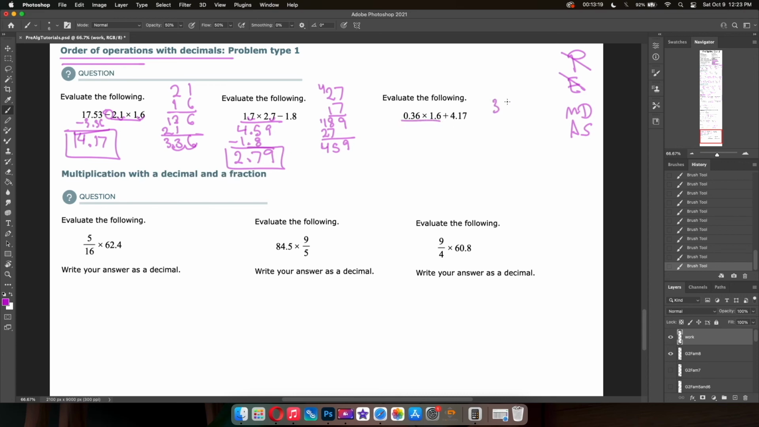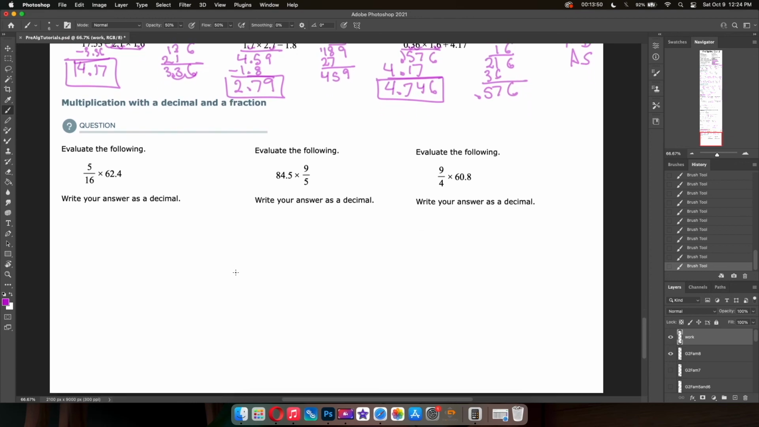So what is 0.36 times 1.6? That's going to be 576, and there's 1, 2, 3 decimal places. So that's going to be 0.576 plus 4.17, which is 4.746. That's the kind of math that you're going to be doing. So not too bad, nothing extravagantly hard.